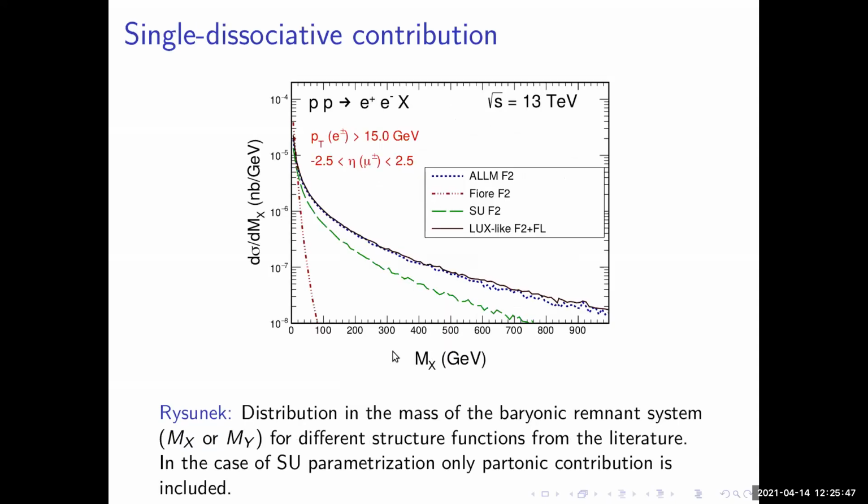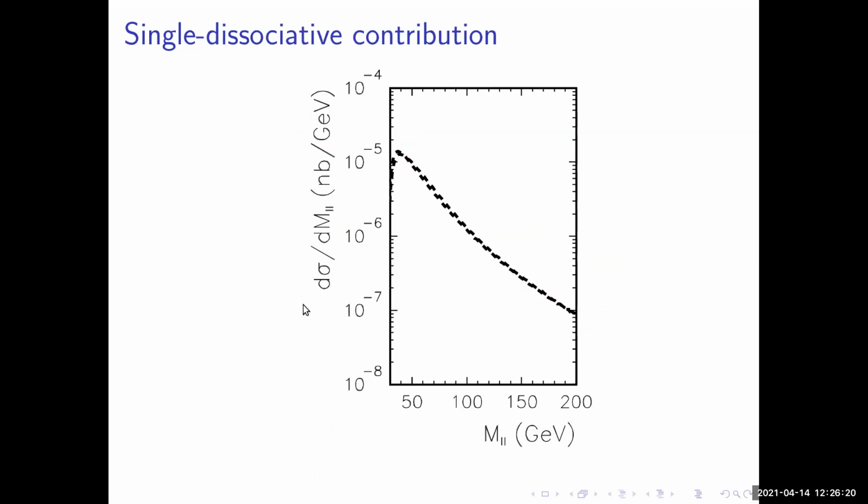As I mentioned, really large masses of the remnant are produced. This is shown from 0 to 1 TeV, from different distributions: Abramovich-Levy, Szczurek-Ureshchenko, but only the partonic part, which looks like a distribution that is very popular recently. Here we also show some contribution of resonances, which I will discuss shortly.